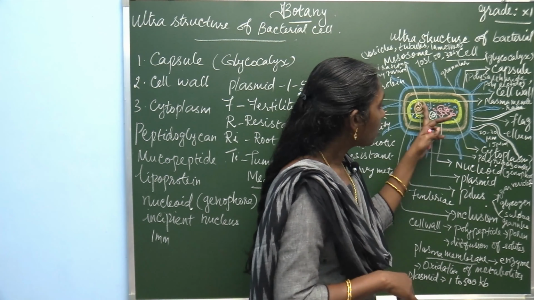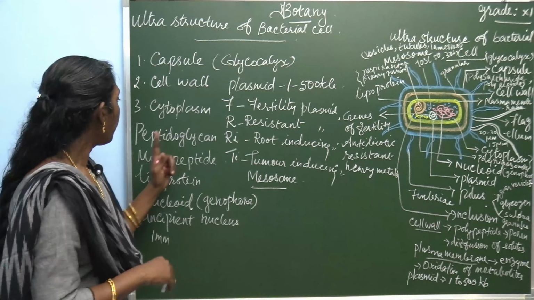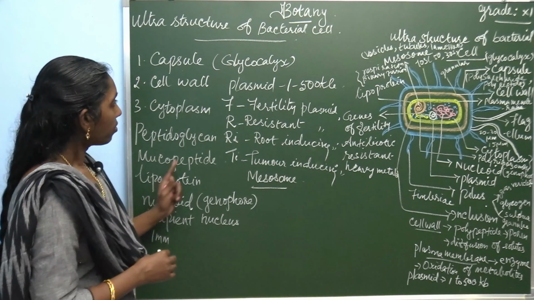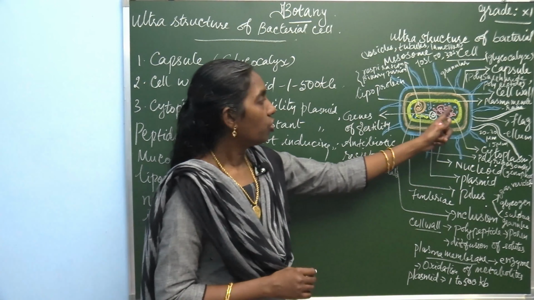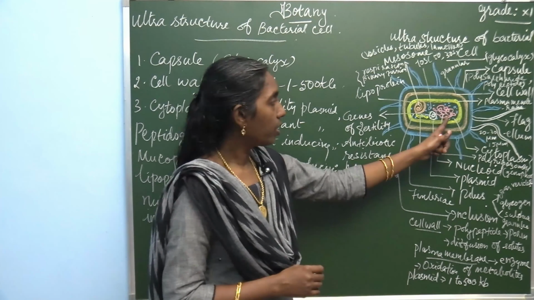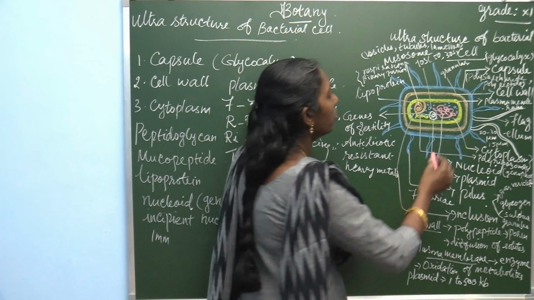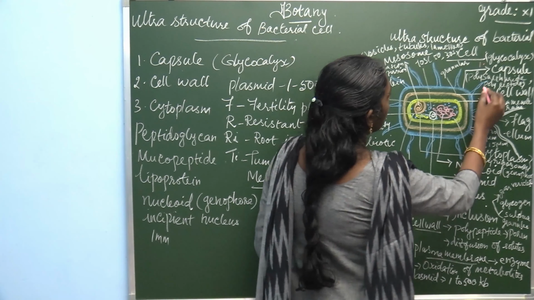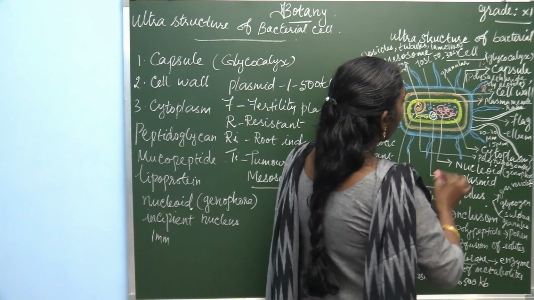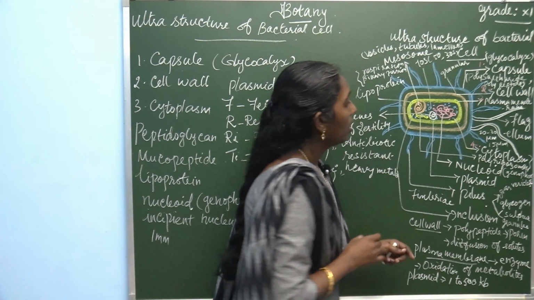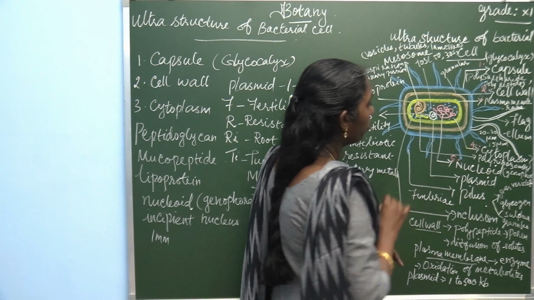So, the next structure is mesosome. First write about the capsule, then cell wall, then plasma membrane as number 3, then write about the cytoplasm, and number 5, write about the nucleoid.